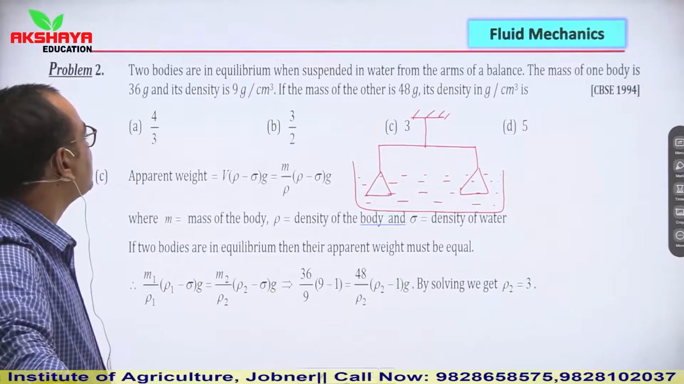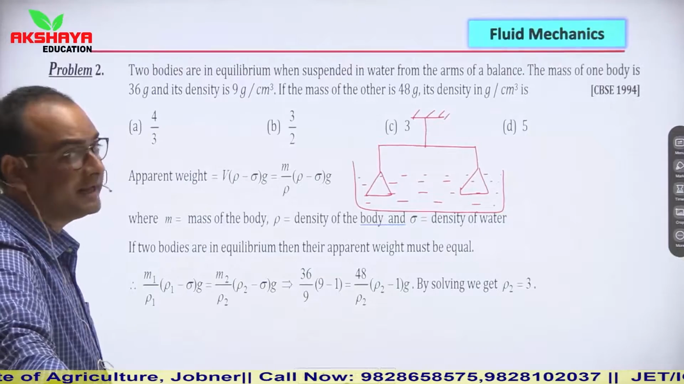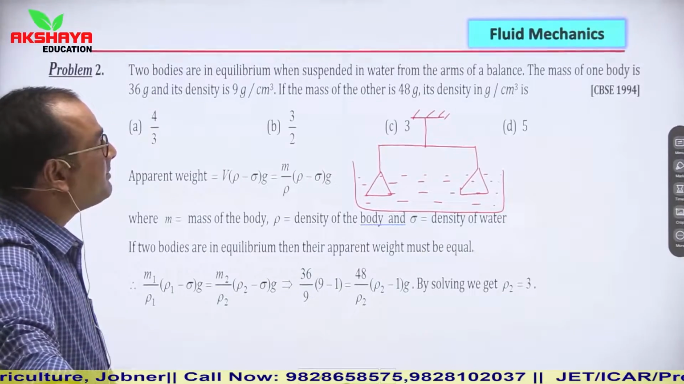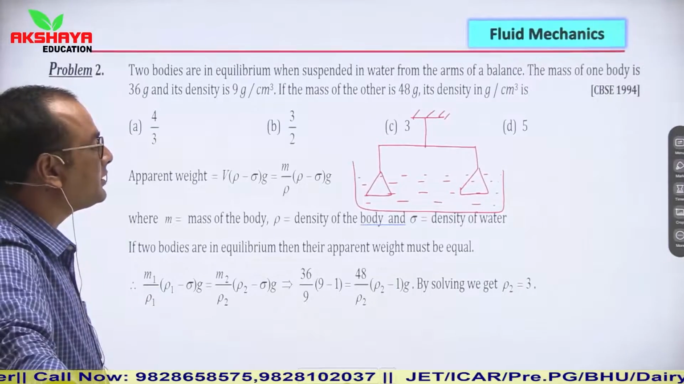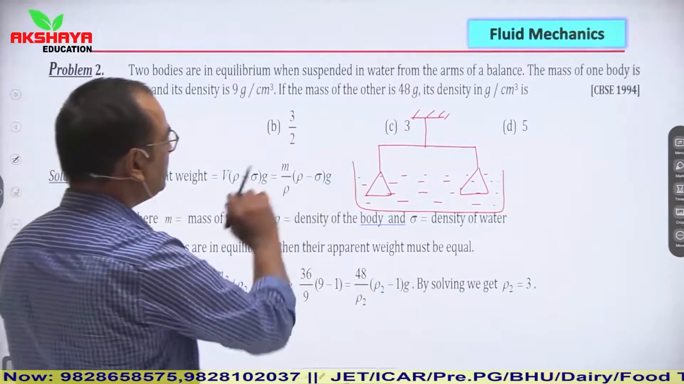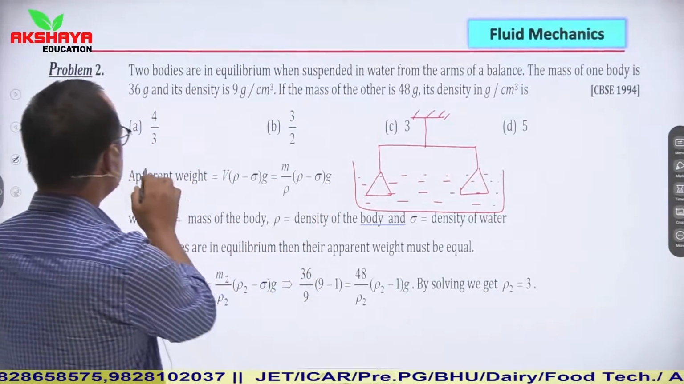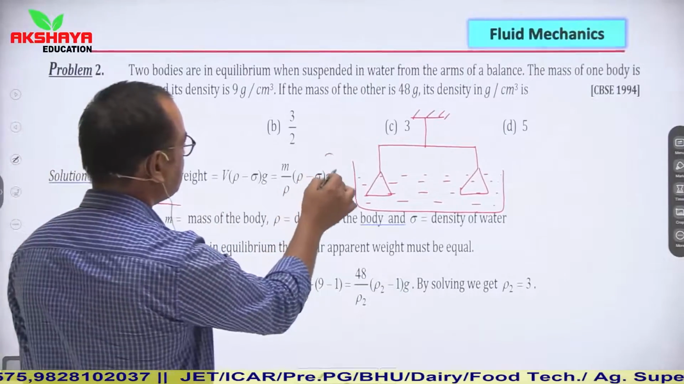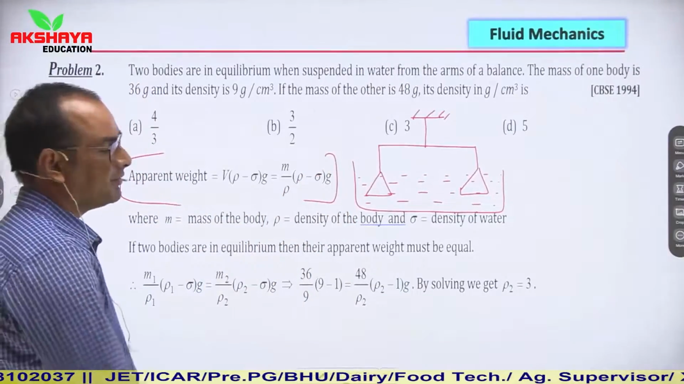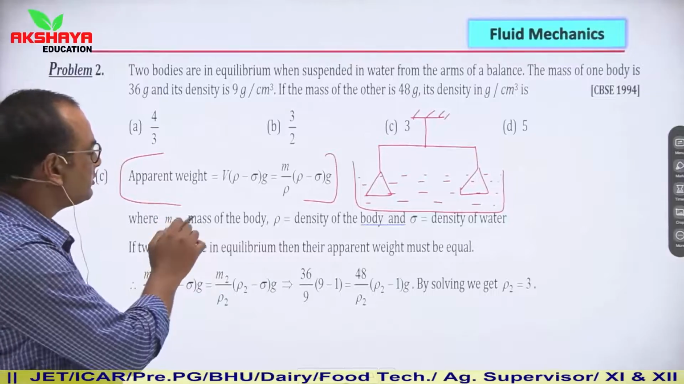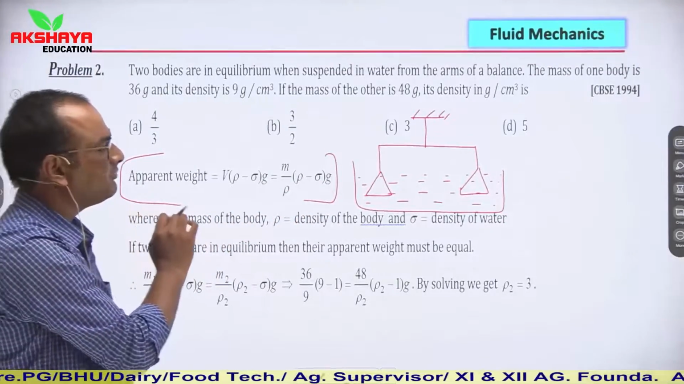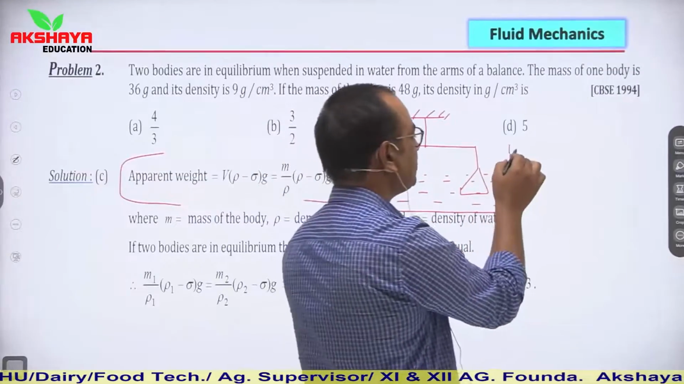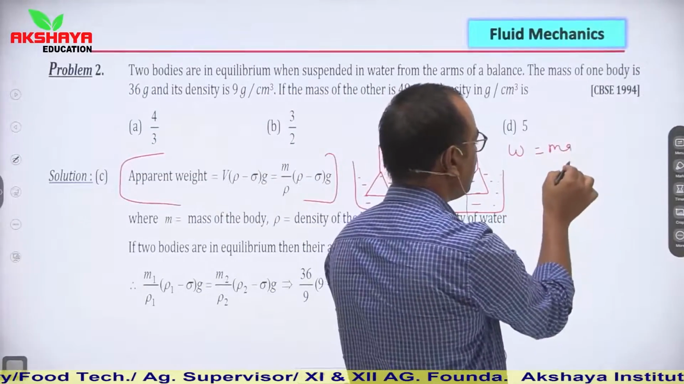Two bodies are in equilibrium when suspended in water from the arms of a balance. The mass of one body is 36 gram and its density is 9 gram per centimeter cube. If the mass of the other is 48 gram, find its density in gram per centimeter cube. So see, this question is based on the concept of apparent weight. We will discuss this concept later on also. So let us discuss. We know that the weight of a body is mg.